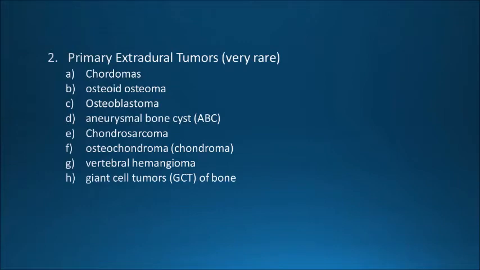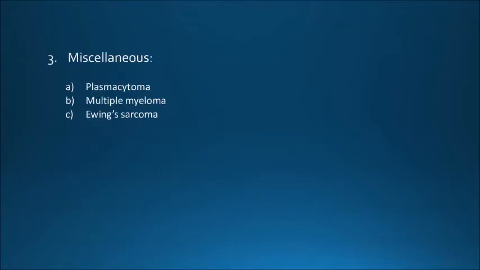Apart from the metastatic spinal cord tumors, other extradural spinal tumors can be chordomas, osteoid osteoma, osteoblastoma, aneurysmal bone cyst, and so on. So these can be the other spinal cord tumors which are extradural. And the miscellaneous ones can be plasmacytoma, multiple myeloma, and Ewing sarcoma.